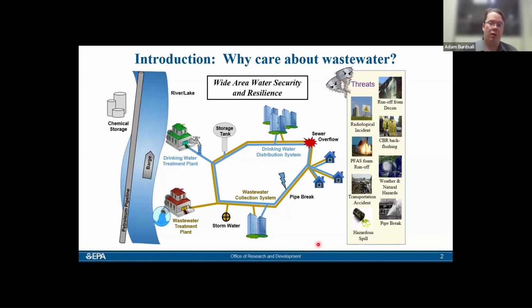The threats addressed in our emergency response research have expanded beyond terrorist attacks to include accidental events like CBR backflushing, transportation accidents and spills, runoff from decon efforts for chemical, biological, or radiation contamination, naturally occurring events like weather hazards and pipe breaks that happen just as infrastructure ages, and deliberate actions that can have unintended consequences like the use of firefighting foams.